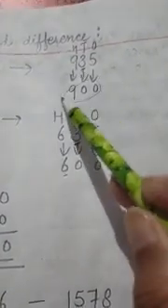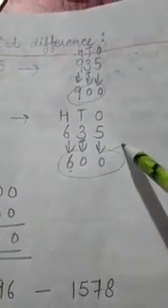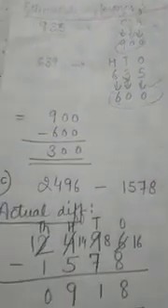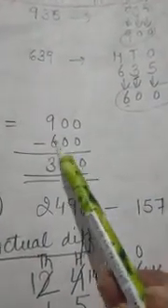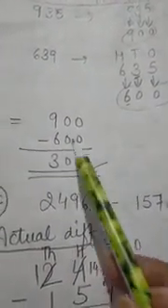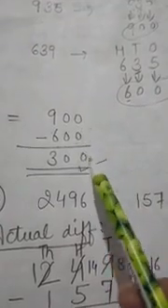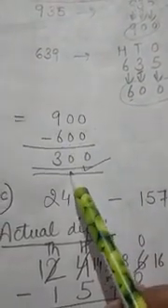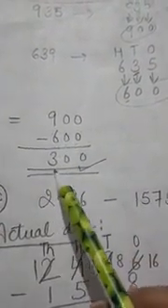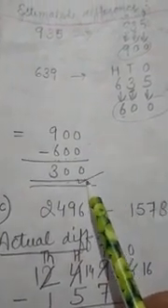Now we got 900 and 600. These are the estimated numbers, and when we subtract these numbers, we get the estimated difference. 900 minus 600: 0 minus 0 is 0, 0 minus 0 is 0, 9 minus 6 is 3. So we got 300. This is the estimated difference. Now see one more example.